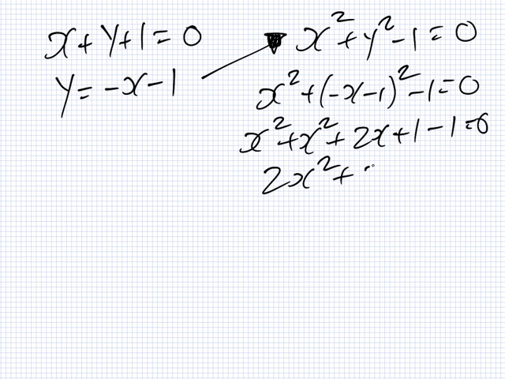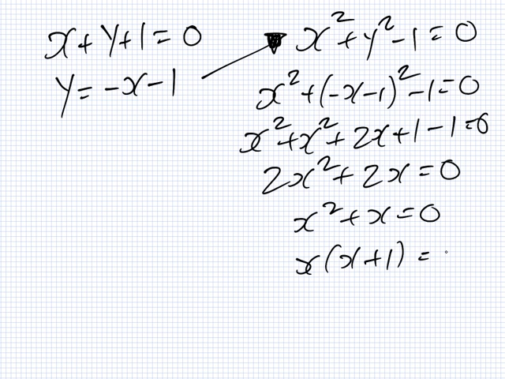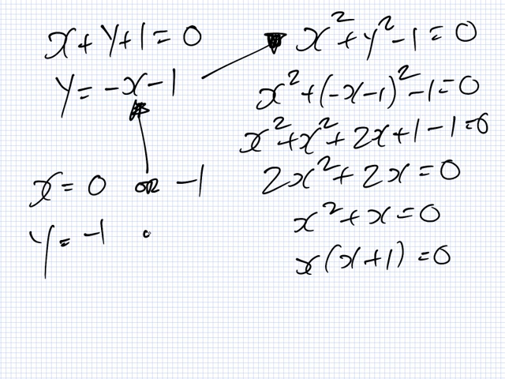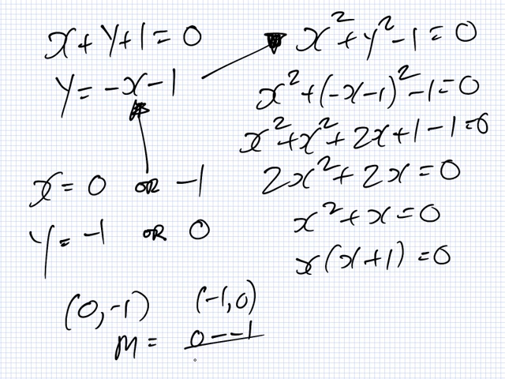2x squared plus 2x equals 0. X squared plus x equals 0. X times x plus 1 equals 0. So x equals 0 or minus 1. I can put those answers in here to get the y. So I get minus 1 or 0. So my 2 answers are 0, minus 1 and minus 1, 0. So the slope here will be 0 minus minus 1 over minus 1 minus 0, which is minus 1 then. So the answer is minus 1 for this one.